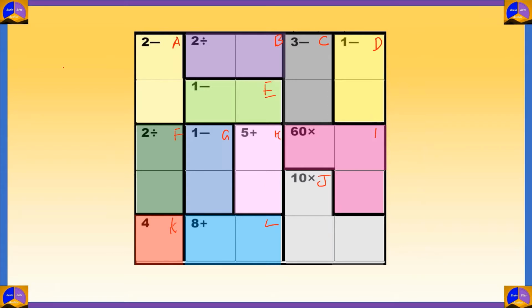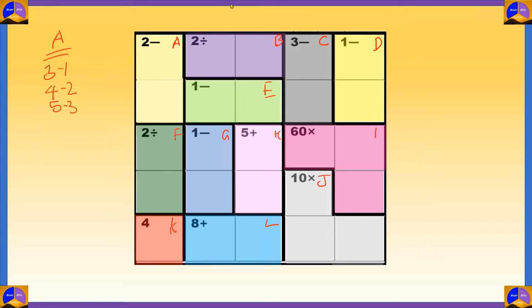Now, in cage A, there are two cells and the operation is subtraction. After subtracting, our result must be 2. So, the options are 3 minus 1, 4 minus 2, and 5 minus 3.